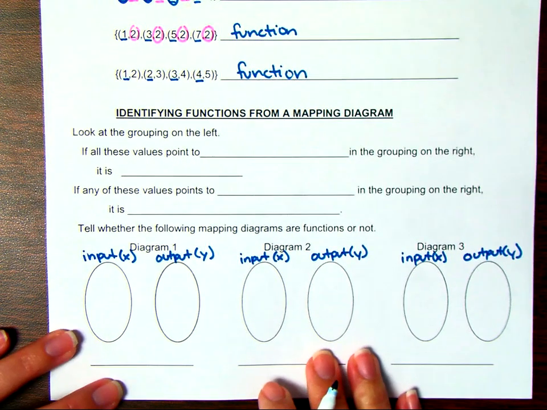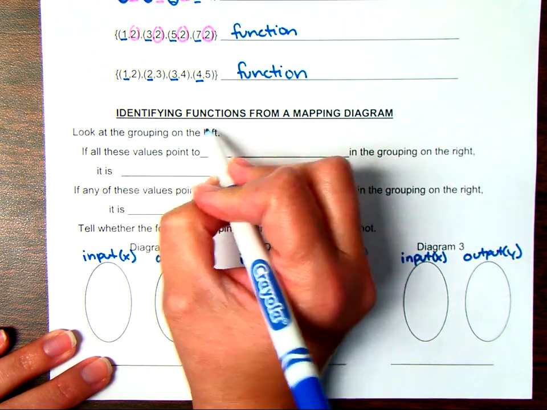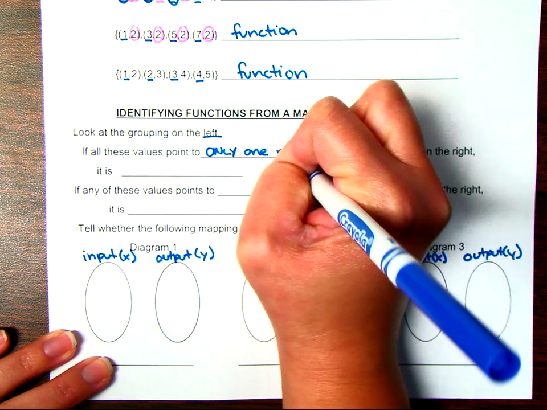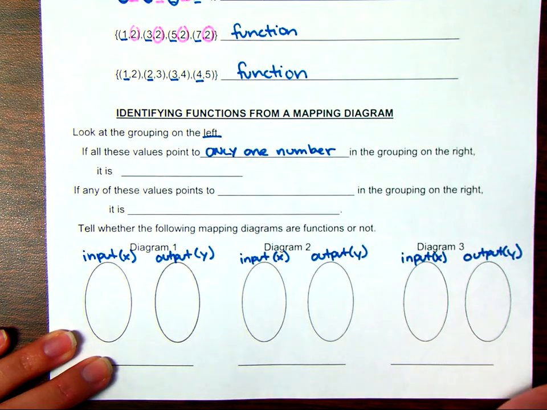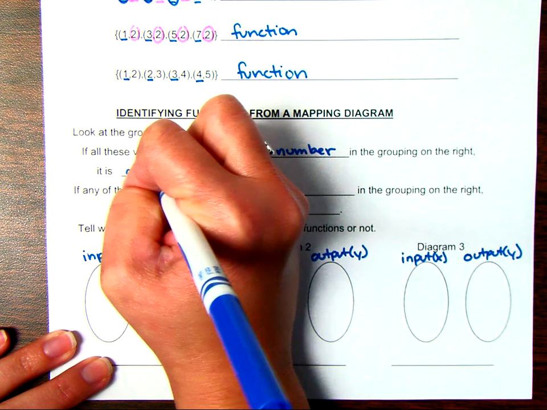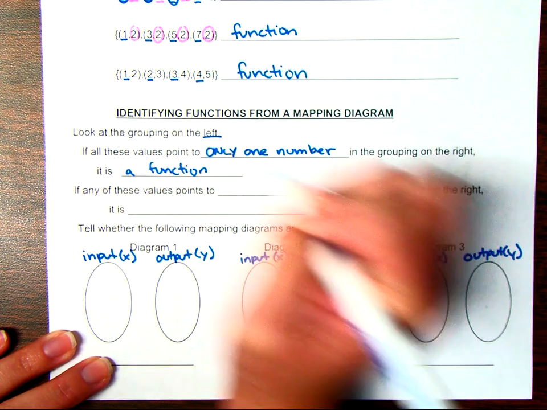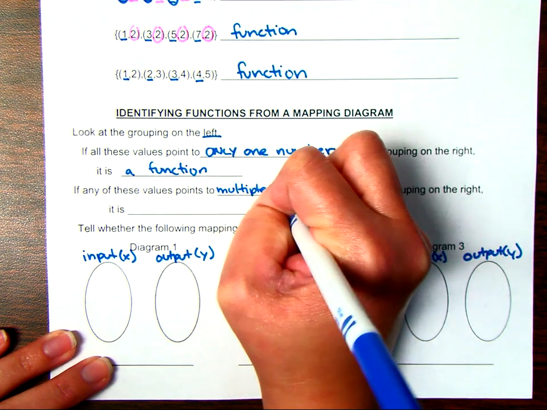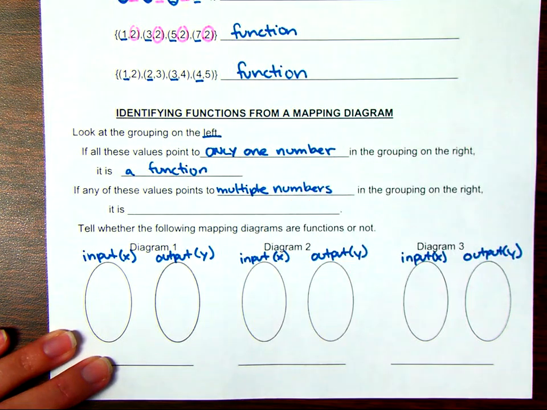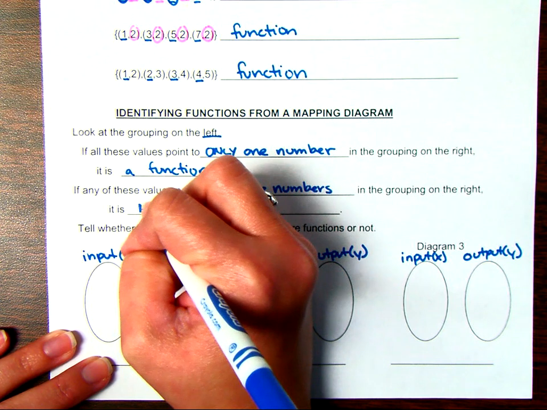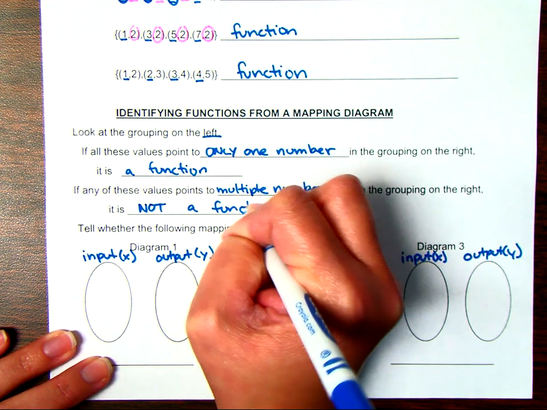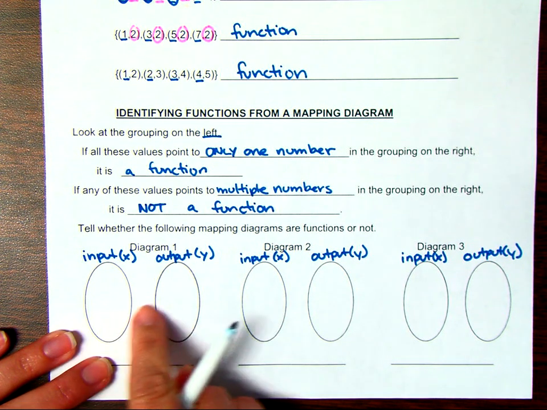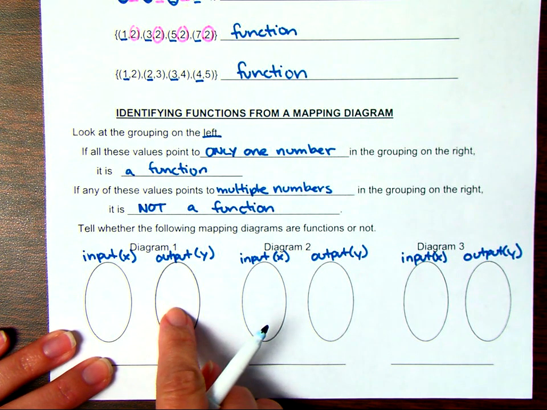Okay? So if all these values on the left point to only one number in the group on the right, then it is a function. If any of these values point to multiple numbers that are different in the grouping on the right, then it is not a function. But just like we talked about with the tables and the ordered pairs, if you had a number on the left and a number on the right, but the one on the right repeated but was the same number, that's going to be a little bit different.